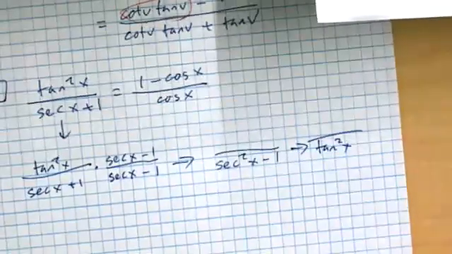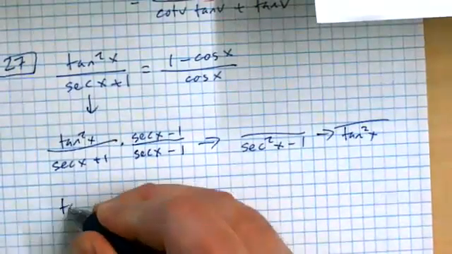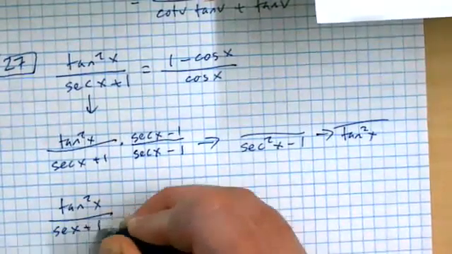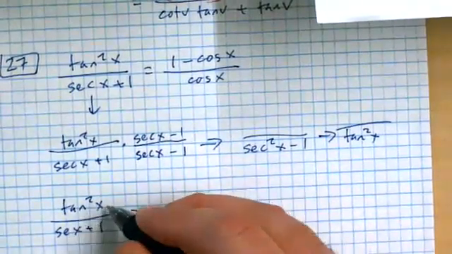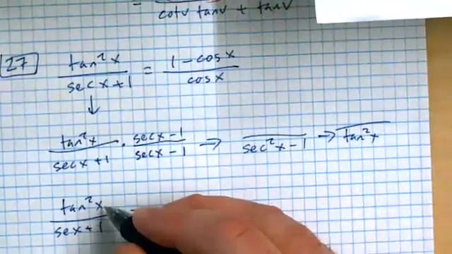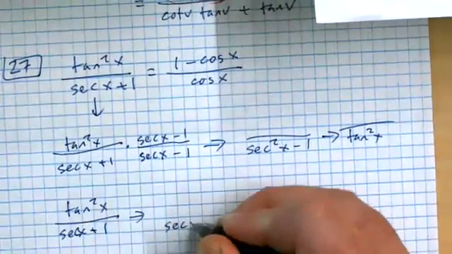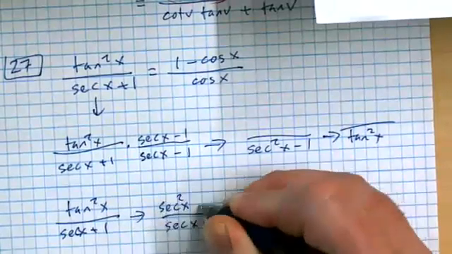But I'm also seeing another way to do this that I think would actually be easier, which is leave the secant x plus 1 alone on the bottom and turn tangent squared x. That we could use a Pythagorean identity on that, couldn't we? Look on your sheet. What's tangent squared x equal to? It's equal to secant squared x minus 1, isn't it?